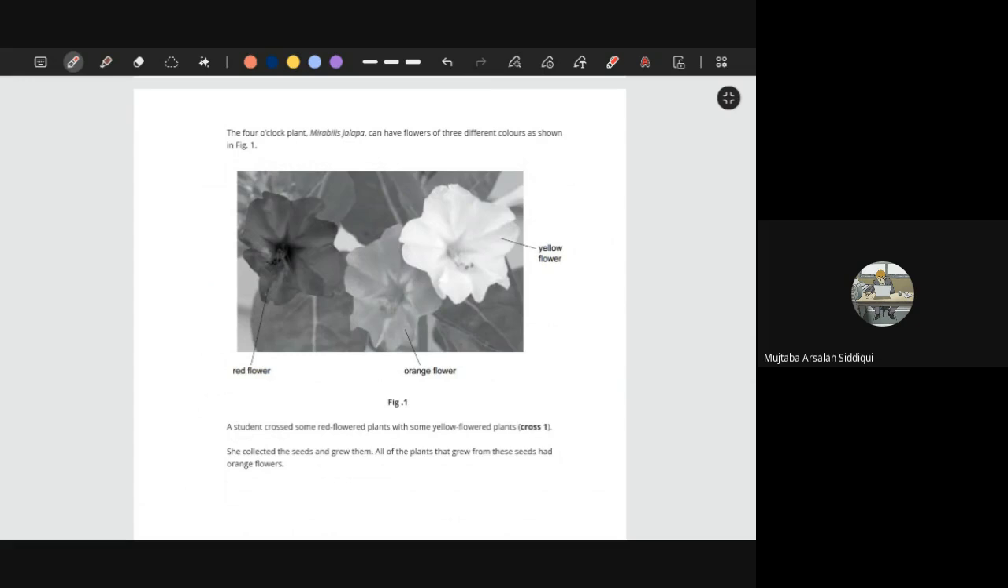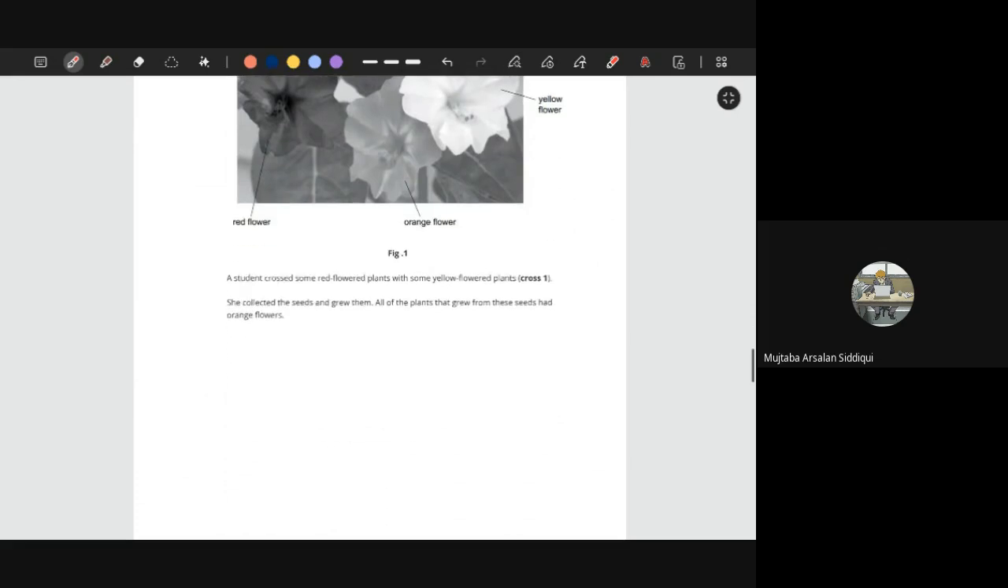The four o'clock plant can have flowers in three color variations. Okay, orange, yellow, and red.